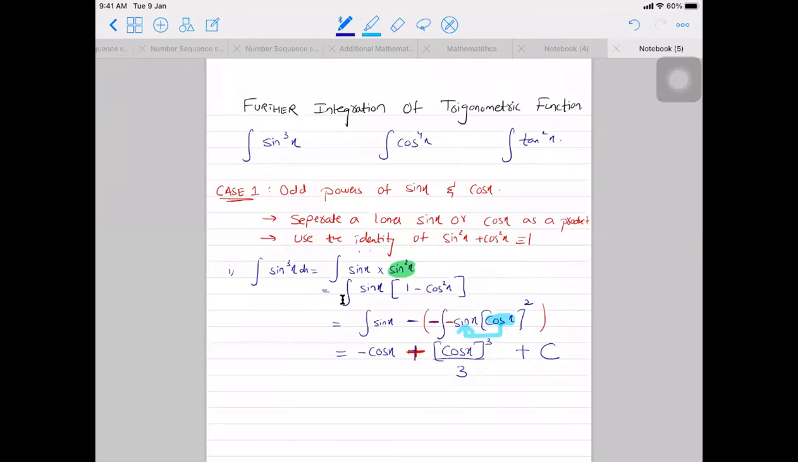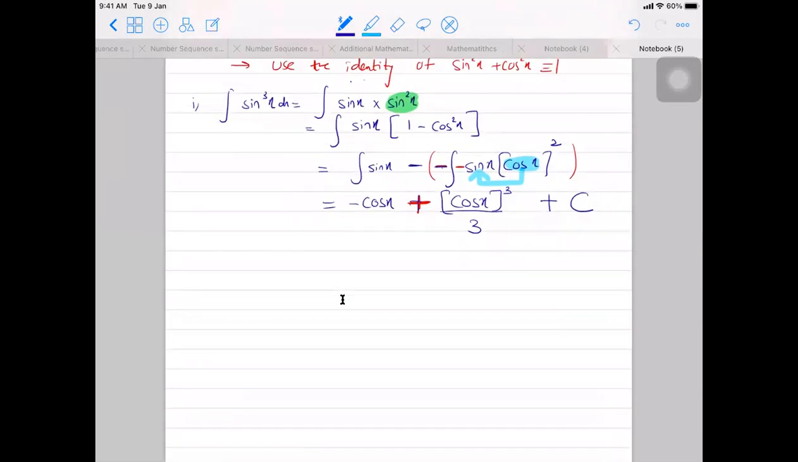Now, do you want to try a question on cos cube x? Okay. Integration of cos cube x. What is going to be the first step? It's an odd power of trig cos x.